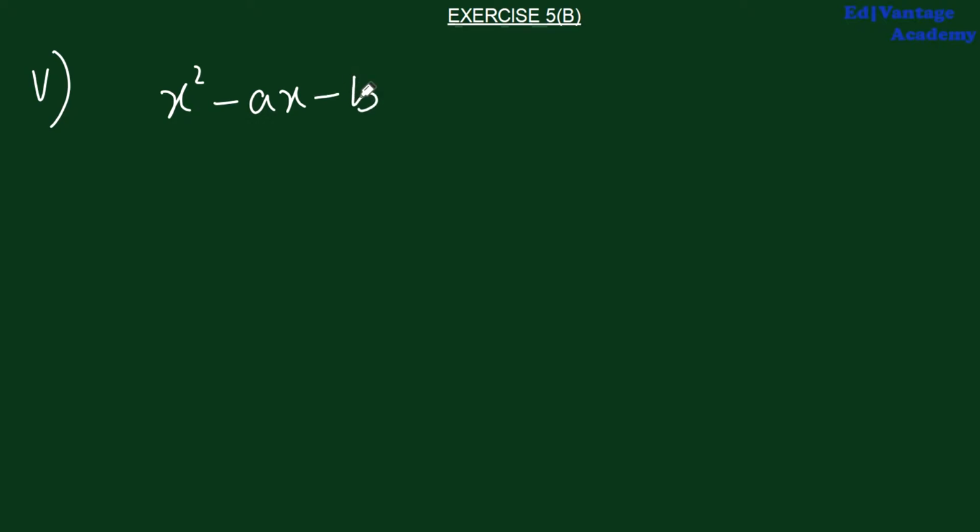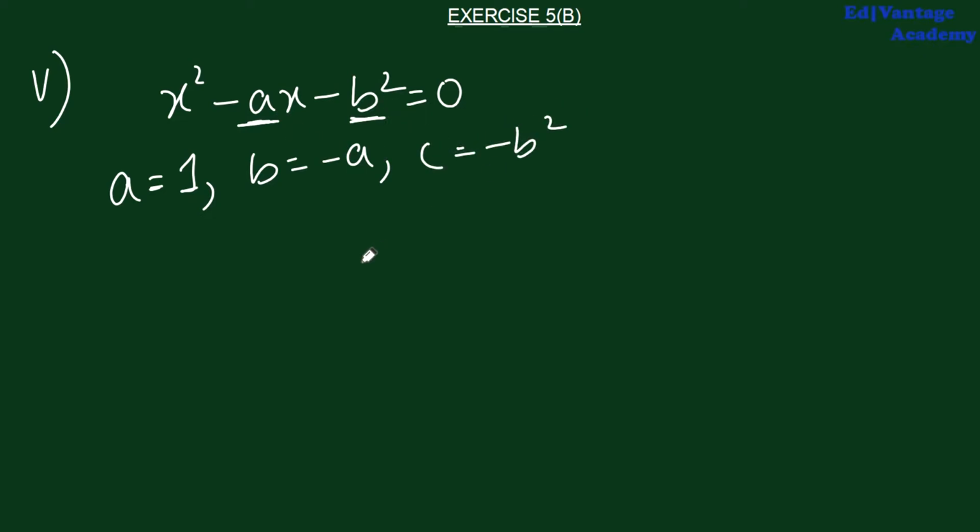So the fifth one says, if x square minus ax minus b square is equal to 0, what is the nature of roots? It means if we solve this equation, we will get two values for x. What kind of values will those be? Real and equal, real and unequal, or imaginary? So here a is 1, the coefficient of x square; b is minus a, the coefficient of x is called b; and c is the remaining constant. Here c is minus b square.